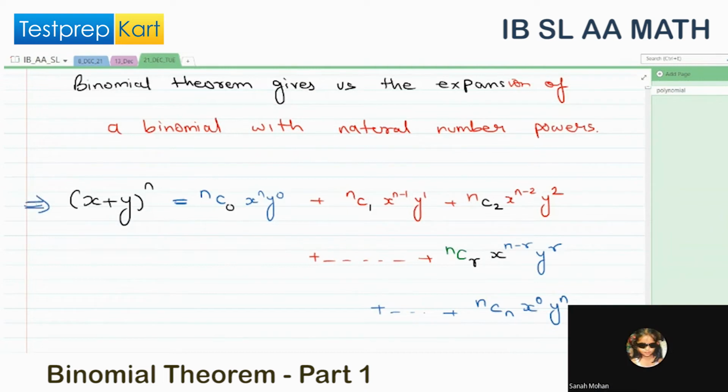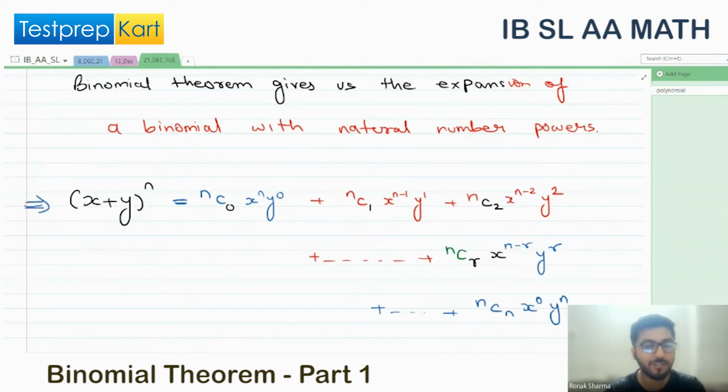No need to learn it directly. You'll learn it eventually after doing so many questions. So don't worry. It looks very hefty, it looks very big, but it is very simple. I'm going to explain how. But note it down first.